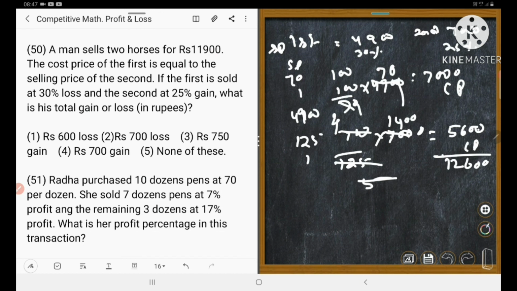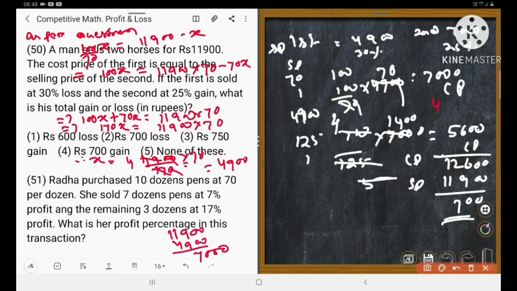The SP is 11,900. The CP is 12,600. Could you understand? So CP is greater than SP, so there is a loss. How much? We can't subtract 9 from 6, so we borrow 1. 16 minus 9 is 7. So there is a loss of 700. Which is correct? Number 2 is correct.